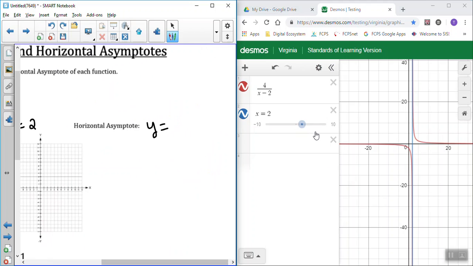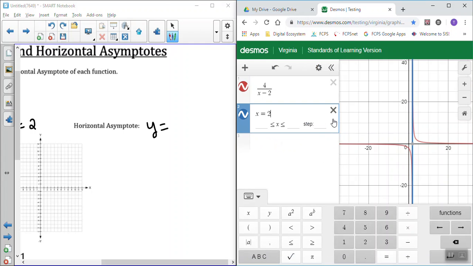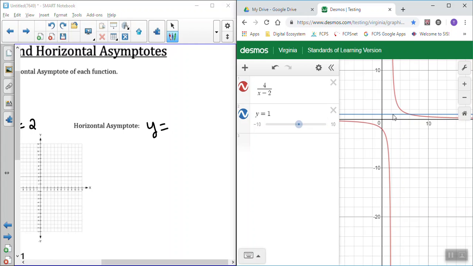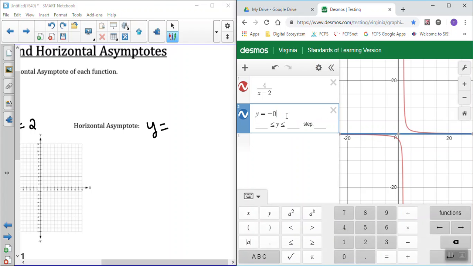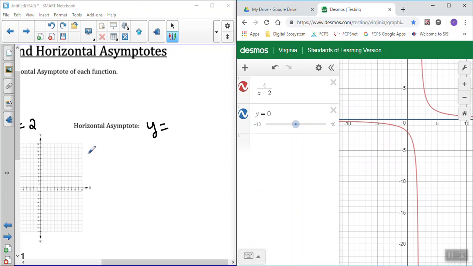Let's look at the horizontal line. So horizontal asymptote, let me just take this off and put y equals. Let me guess it at 1. Okay, I'm going to say it's 1. Well, it's not it because it's going through the graph here. So I'm going to move it down to just place it in between the two graphs, and I'm going to say y equals 0. That is the horizontal asymptote, y equals 0.